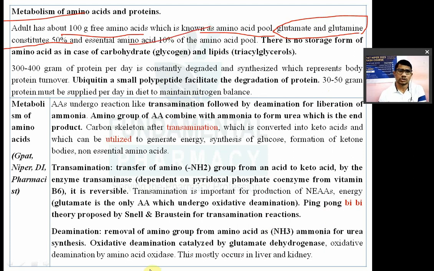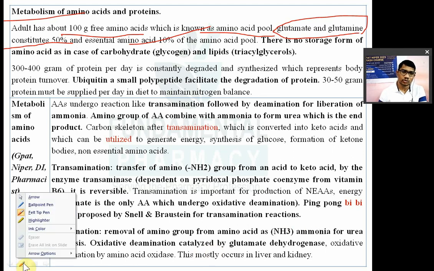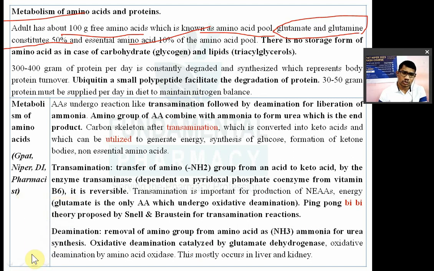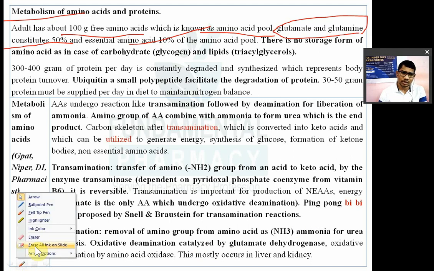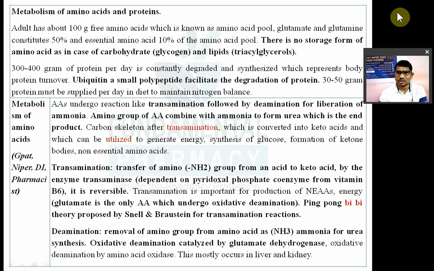There is no storage form of amino acid as in case of carbohydrate. Okay, जैसे होता है आपकी बॉडी के लिए ग्लूकोज लगता है, ग्लूकोज का कन्वर्जन होता है ग्लाइकोजन में, ग्लाइकोजन इज स्टोरेज फॉर्म ऑफ ग्लूकोज. सो देयर इज नो स्टोरेज फॉर्म ऑफ अमीनो एसिड इन द बॉडी, सो दे आर नॉट stored. So that's why you have an amino acid pool in your body.